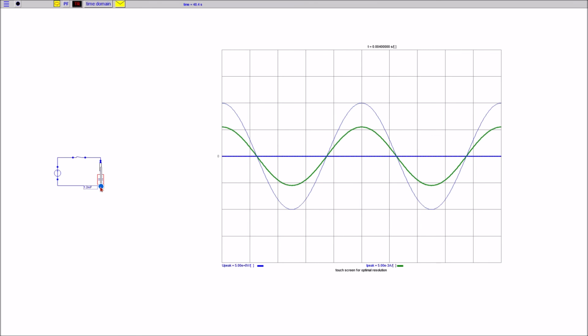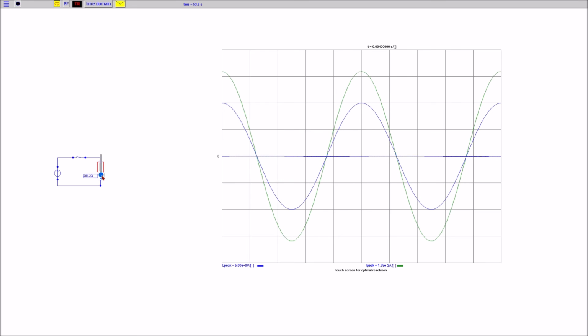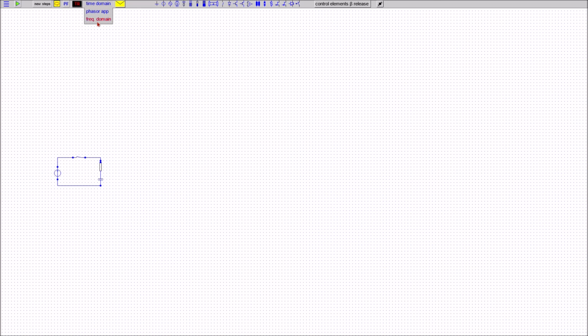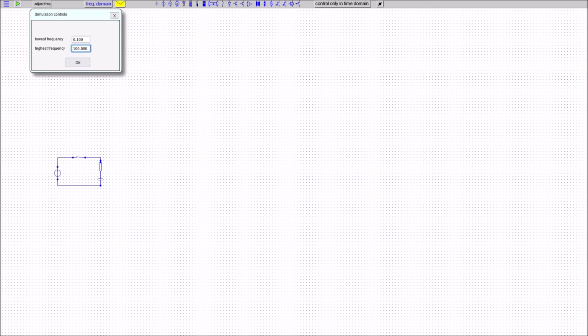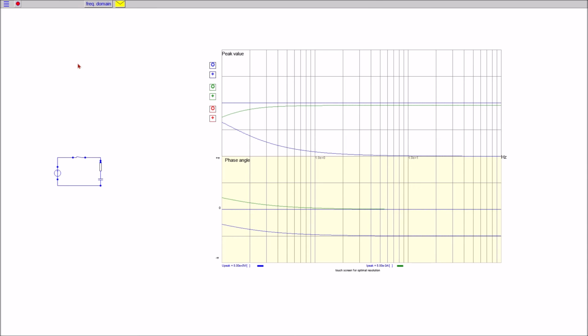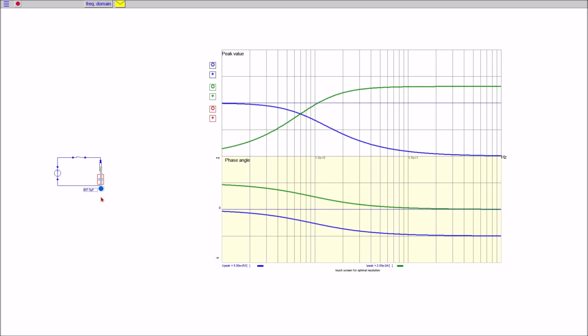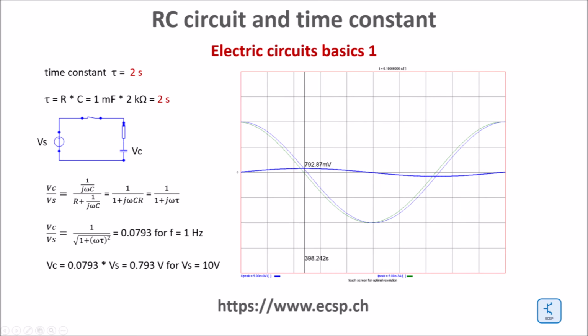Efficient learning comes from doing. Play around with the elements by means of sliders in both the time and the frequency domain. Both is possible on the simulator ecsb.ch. In order to close the loop, here are the math formula for the alternative current sourcing.